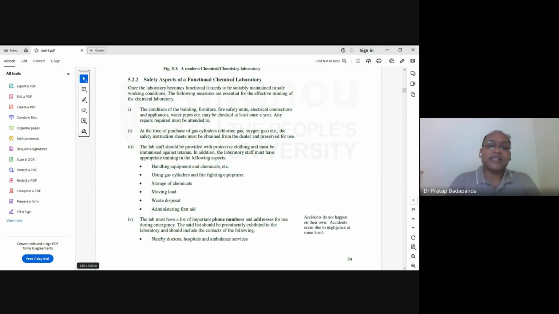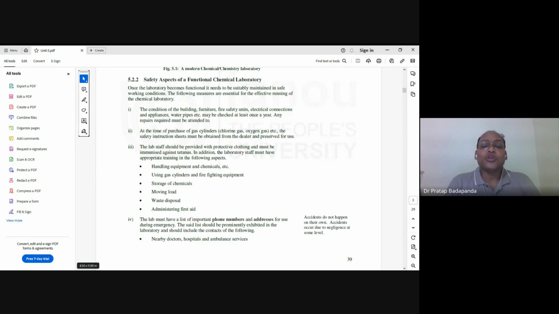Okay. Now at the time of purchase of a gas cylinder, chlorine gas, oxygen gas, etc., the safety instruction sheets must be obtained from the dealer and preserved for use. Okay, that is the most important thing. Sometimes you will be part of this, and you should take the responsibility and accountability for it.